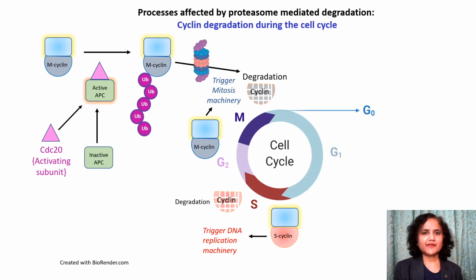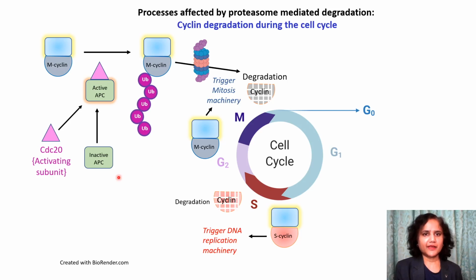This figure shows an important step in cell cycle regulation that's regulated by the ubiquitin proteasome system. It shows the process of cyclin degradation. Cyclin is a key regulator of the cyclin-dependent kinase, and its levels fluctuate during the cell cycle. Its levels fall by ubiquitin-mediated protein degradation, as was mentioned earlier.